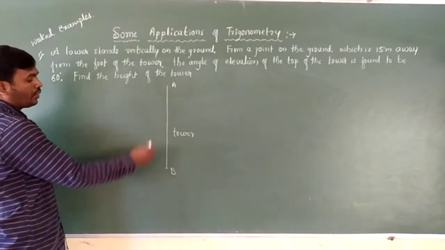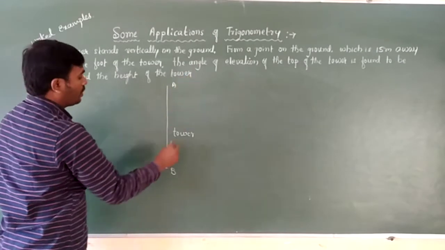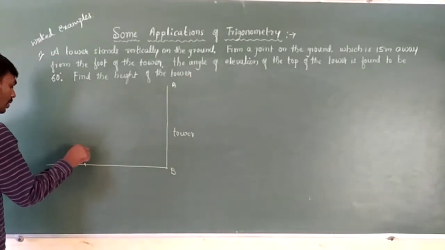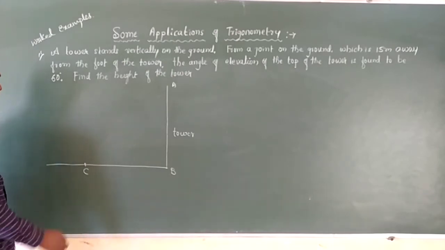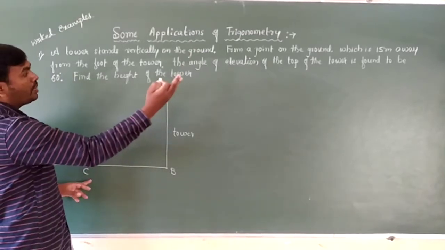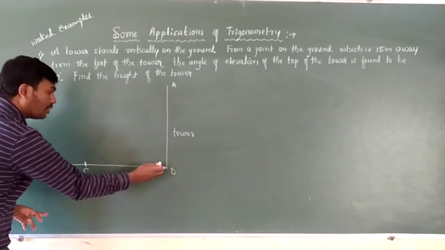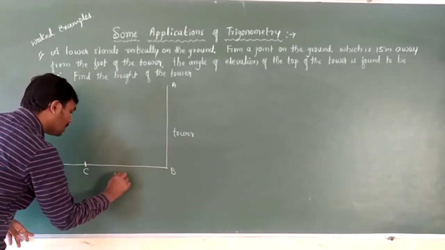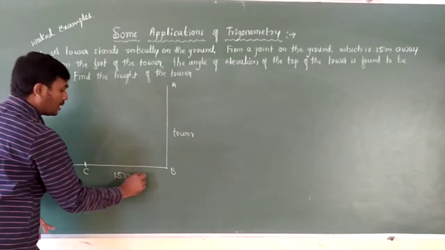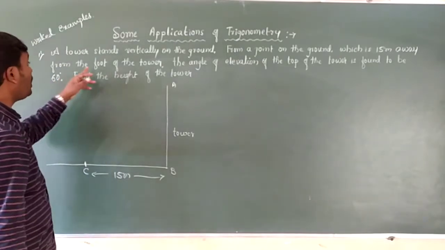AB is a tower which stands vertically on the ground. Point C is on the ground, which is 15 meter away from the foot of the tower. So the distance between the foot of the tower and the point is 15 meter.